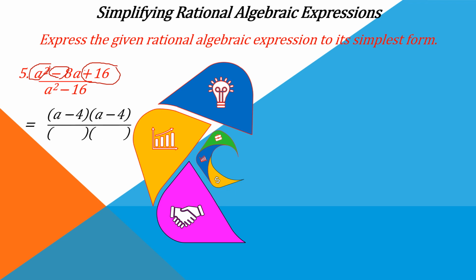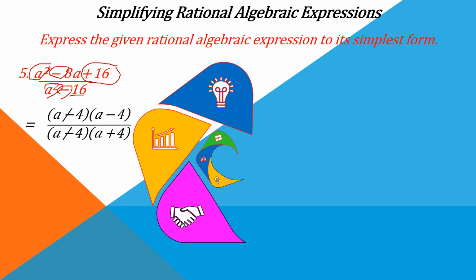And then the factors of the denominator: factor a squared, a multiplied by a, and then the factors of 16 are 4 by 4, and since this is a difference of two perfect squares, the signs of the second terms of our factors should be negative and positive.